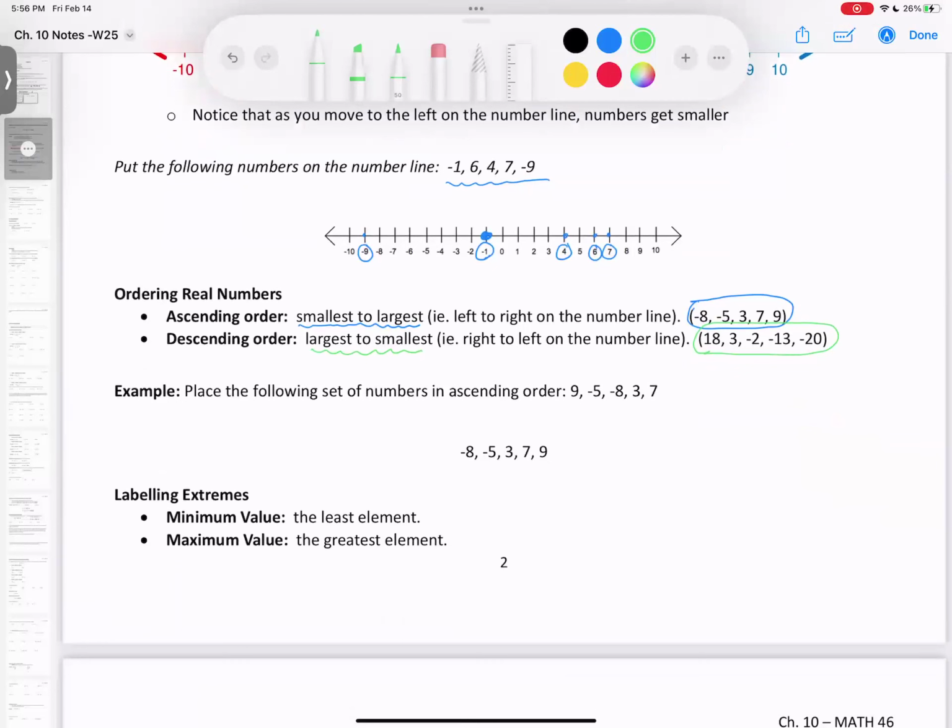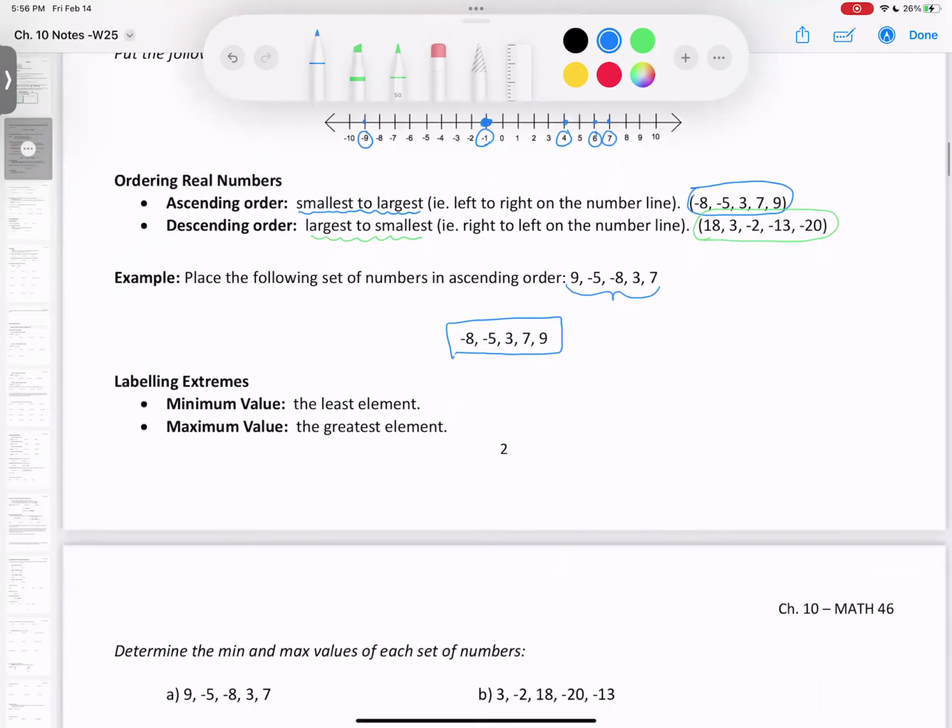So let's do one of our own. Here they've asked you to place the following set of numbers in ascending order. So you're going up the staircase. So pause this video and go ahead and do that. Okay, and hopefully you actually did it. I realized that actually it's already done for you right here. So we start with the most negative number because that's the smallest, negative 8. And then we would go all the way up to our highest number, which is 9.